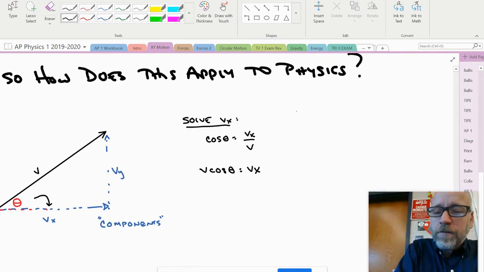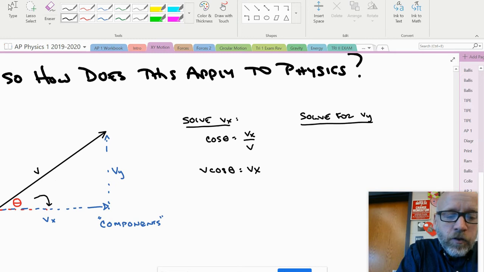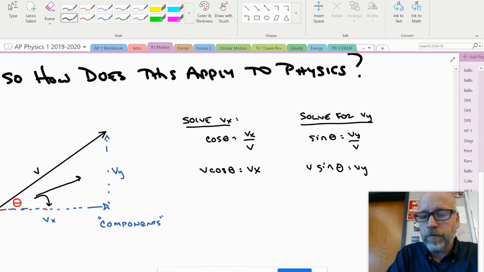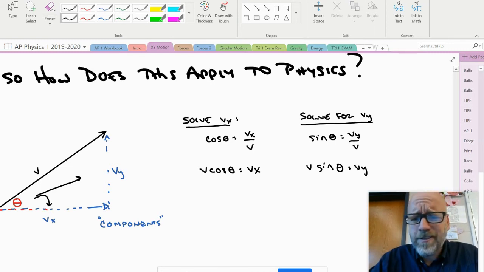Let's solve for Vy. Vy is opposite the angle, so the trig function I would want to use is sine. The sine of theta is Vy over V. So cross multiply, and I have V sine of theta equals Vy. And again, all you do is ask your calculator what's the sine, and it knows. Back in the day when my dad was in college, he'd look it up in the back of his physics textbook. How nuts is that?